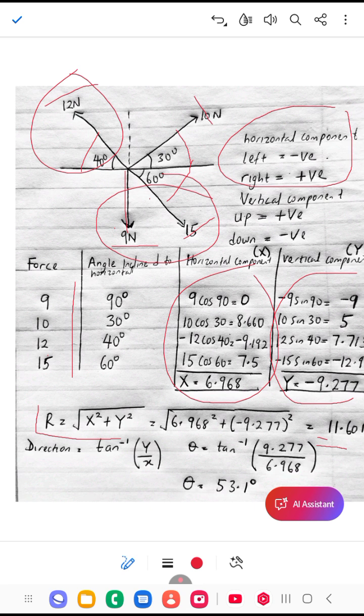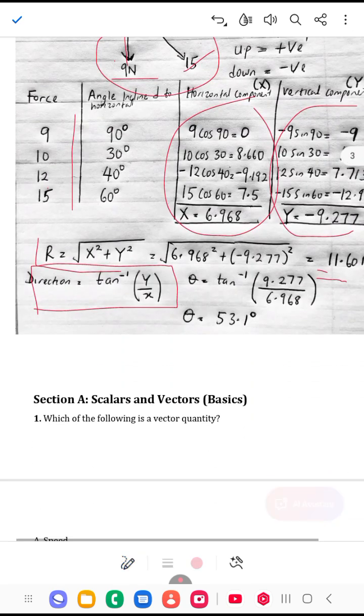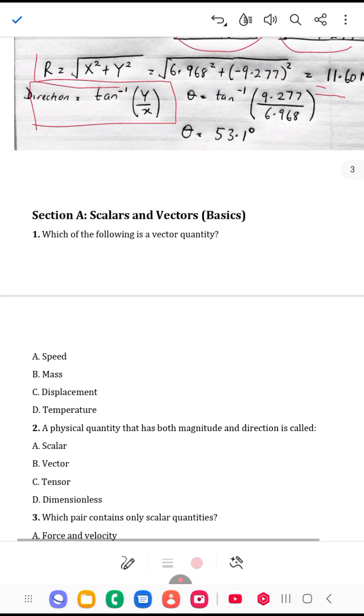Now for the direction, I use this formula, arc tan y over x. That's the vertical component over horizontal component, and this is the answer that I got. So now let's move forward. We will now be doing some questions concerning what we have learned.